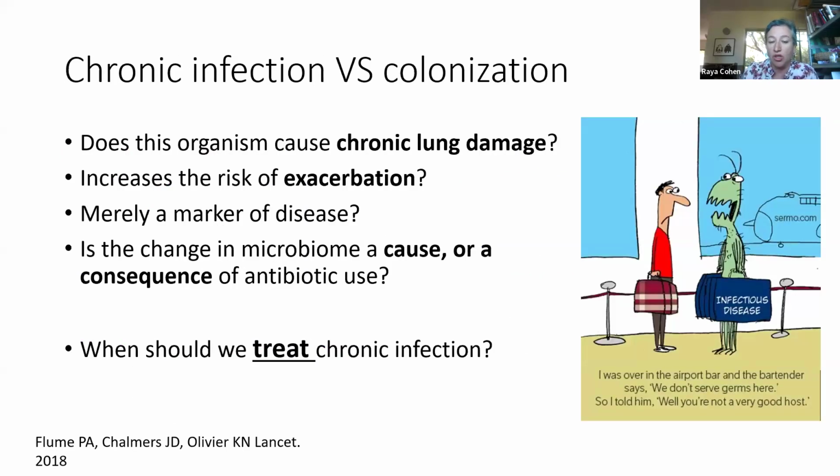And the question is, when we have a pathogen in the culture or in any other method, is it a chronic infection or is it a colonization, and what is the difference? We don't have formal definitions of chronic infection or colonization, but we should ask ourselves, does this organism cause chronic lung damage? Does it increase the risk of exacerbation? Or is it merely a marker of the disease? Or is it a consequence of the antibiotic use and not a cause of the disease, or a consequence of the change in the morphology of the lung and the airways? But the most important question we need to answer is, should we treat this pathogen or chronic infection?